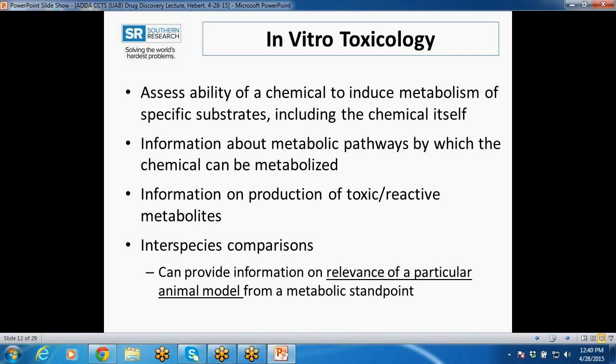I've already mentioned in vitro toxicology. One of the things that's important is to assess the ability of the chemical to produce metabolism of specific substrates, including the drug itself. It provides information about the metabolic pathways, whether cytochrome P450 is or is not involved. It provides information on whether the metabolism of your drug is going to produce something more toxic or reactive or possibly less toxic. And again, I've mentioned already the interspecies comparison.